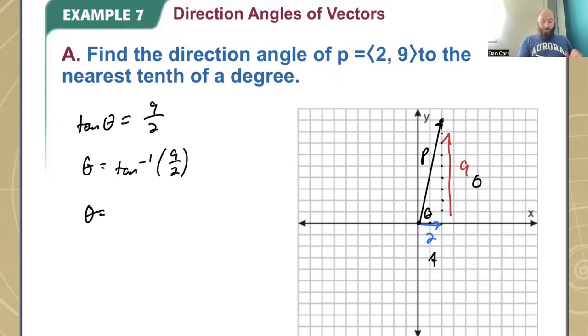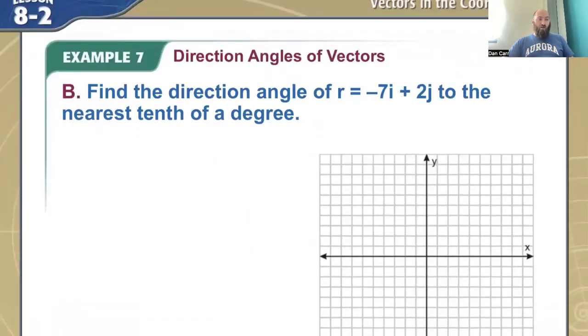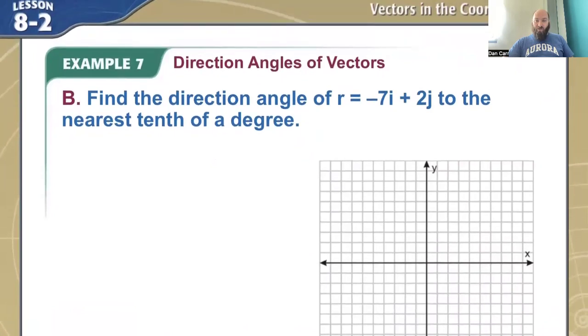So we just plug that in the calculator. So we get 77 point, and we're going to round it off to the nearest tenth degree. So 77.5 degrees here. All right. Find the direction angle of this vector here. R is negative 7i plus 2j, to the nearest tenth of a degree.